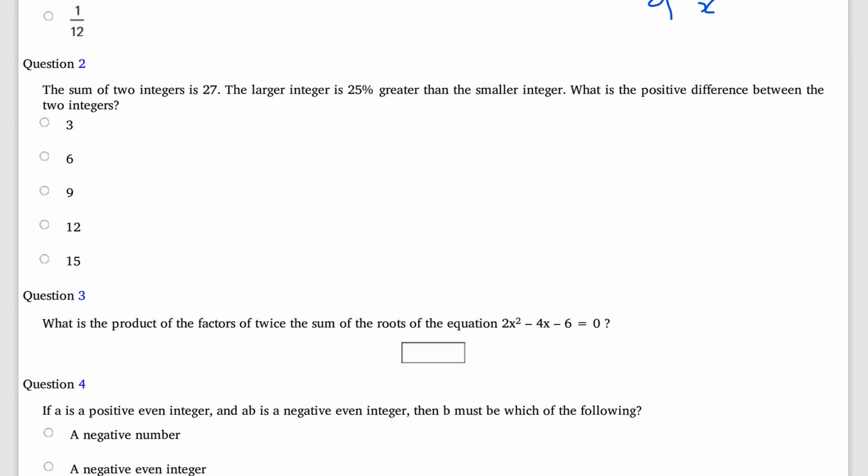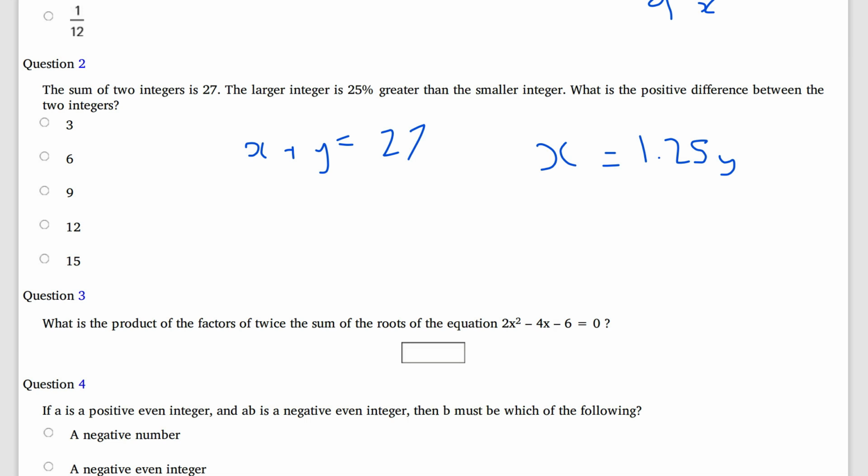The sum of two integers is 27. So I would write x plus y equals 27. The larger integer, let's say that's x, is 25% greater than the smaller integer. So x, how do we write 25% greater? 1.25y. That's how you represent 25% greater. What is the positive difference between the two integers?